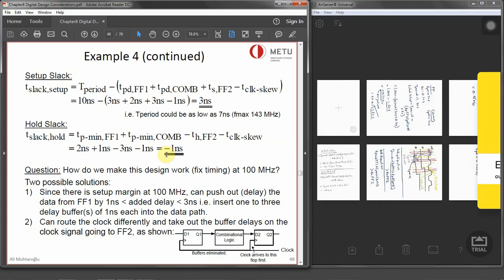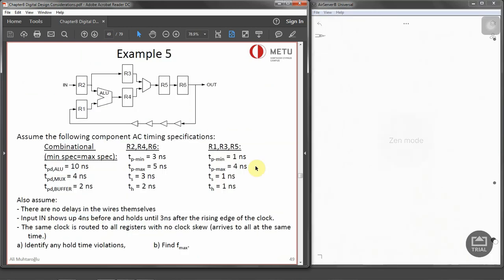Now we have got another example, circuitry with a lot of different timings. We have got an ALU, a multiplexer, and flip-flops in the path. So we can say that we have to go through each of these to find if there is any setup slack or hold time slack, and we have to identify a solution for it. And all the AC timing specifications are given to us. There are no delays in the wires themselves.